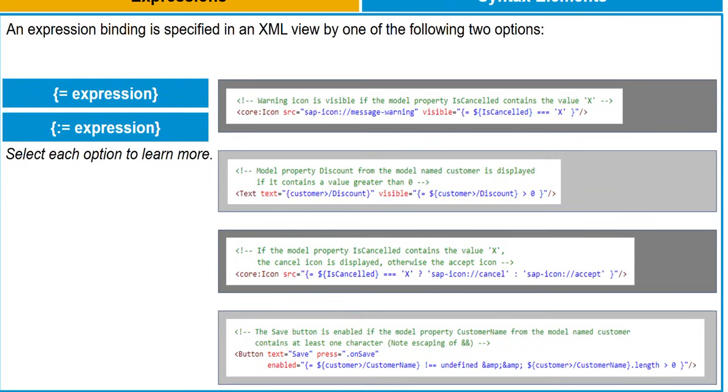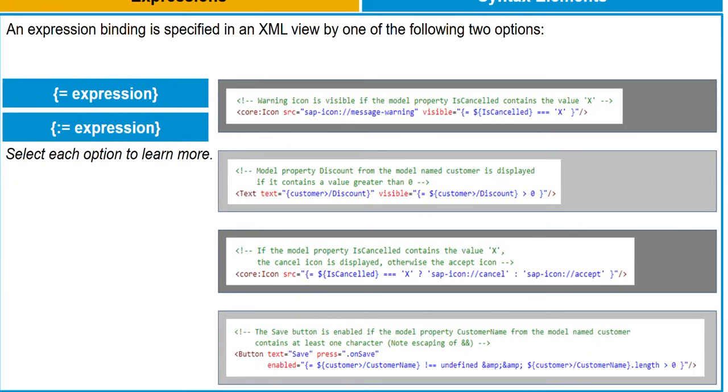So what is the syntax of our expression binding? To define expression binding in the view, we have two options. The first option is within the curly braces, equal to expression. The second one is colon hyphen expression. The first one is used for one-way binding, so it allows automatic recalculation if the model values change. And the colon equal to expression variant uses the one-time binding, which means the value is calculated only once. That means if you make changes in your model, it won't update.